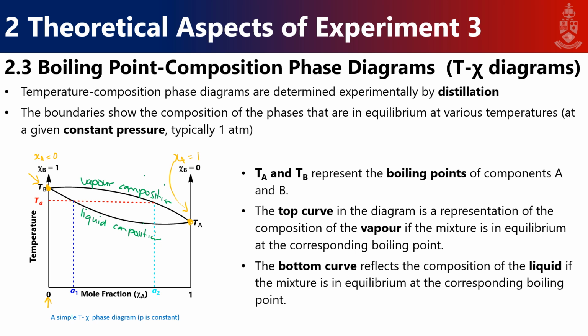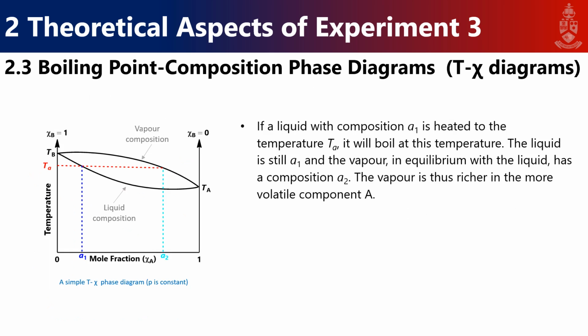So you will read your temperature values or your boiling temperatures using your thermometer. You will have your boiling points of pure A and B on your intercepts, and then the top line gives you vapor composition, bottom line gives you liquid composition.